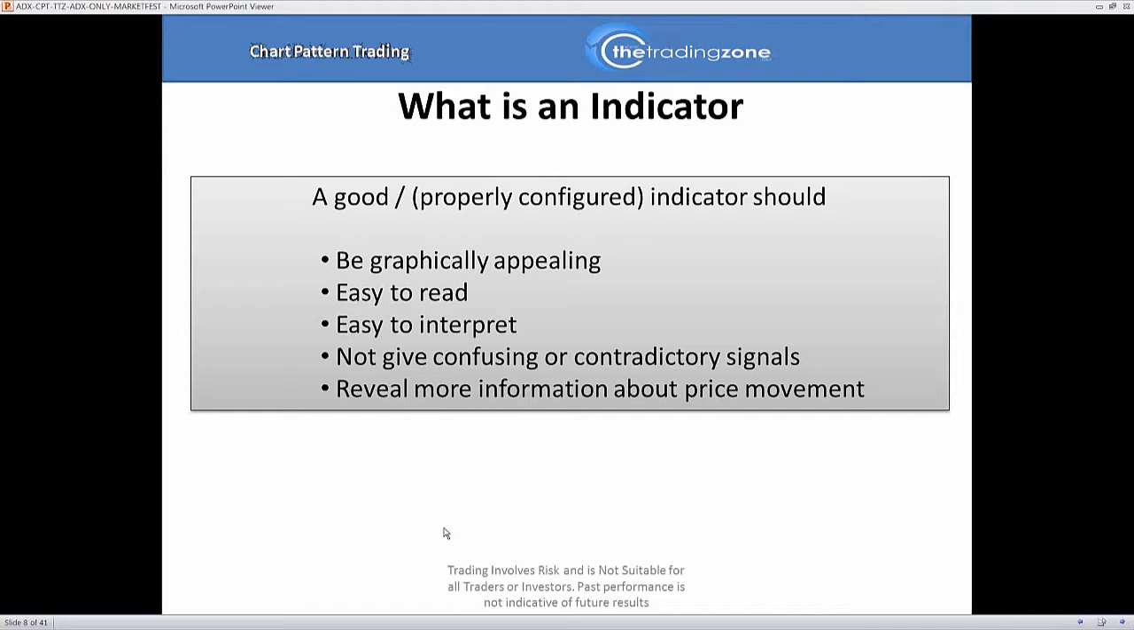And in the end, what they're doing is they're creating confusion, right? They're getting contradictory signals from the multitude of indicators, and a lot of these indicators are redundant. They're not telling you more about the price movement. They're just repeating the same information over and over again in a different format, just spitting out the data in a different type of line or a different type of curve.